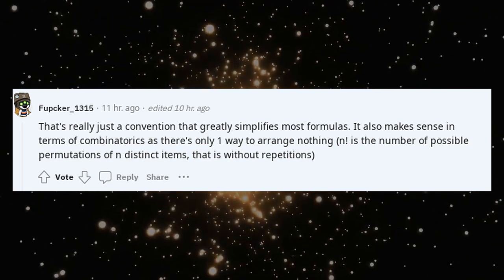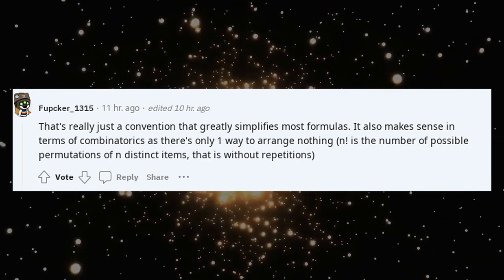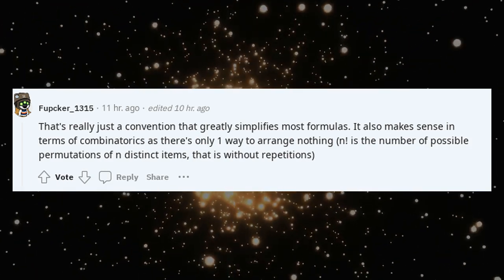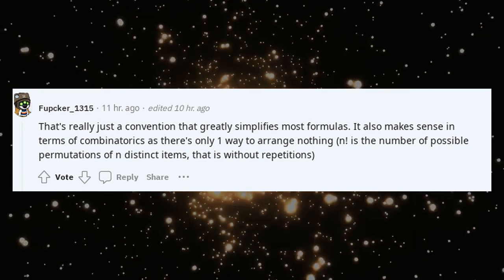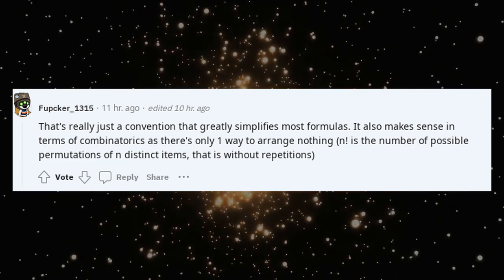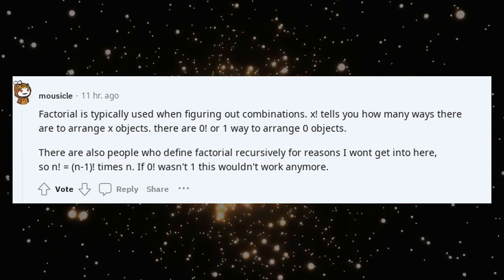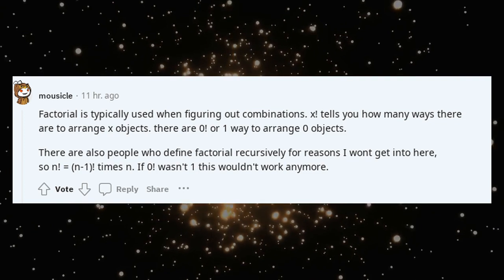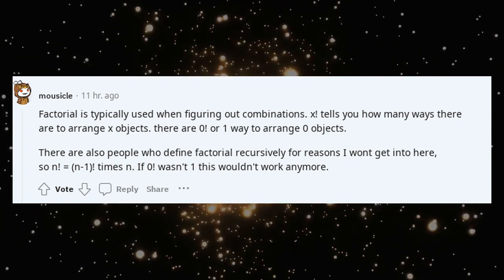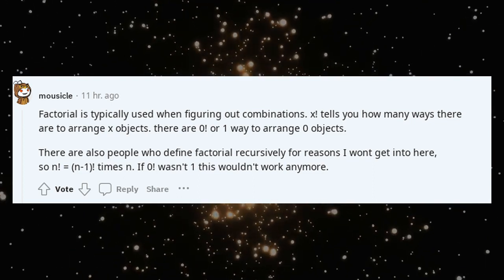It also makes sense in terms of combinatorics, as there's only one way to arrange nothing. n! is the number of possible permutations of n distinct items, that is, without repetitions. Factorial is typically used when figuring out combinations. x! tells you how many ways there are to arrange x objects. There is one way to arrange 0 objects.